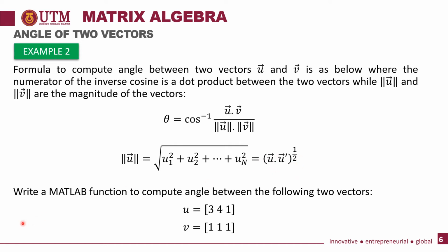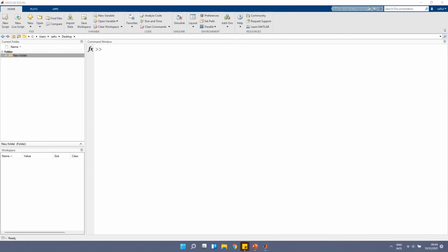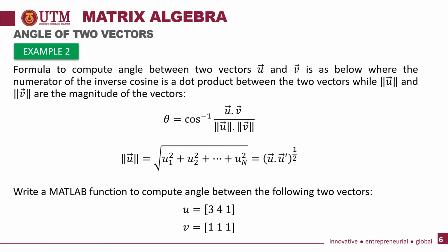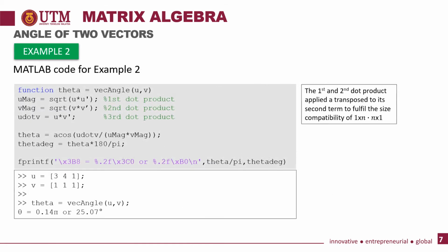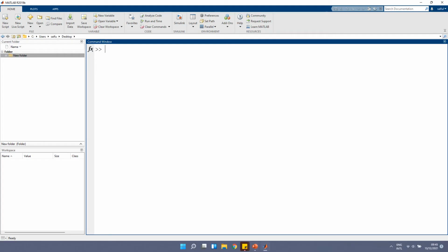The question asks you to write a MATLAB function to compute the angle between the following two vectors. Vector u is provided and vector v is also provided. So let's take a look at example 2 on how to solve the problem. Let's do the example.